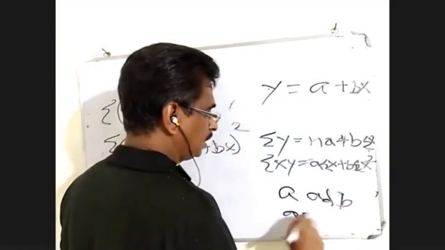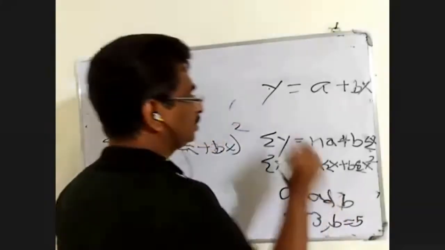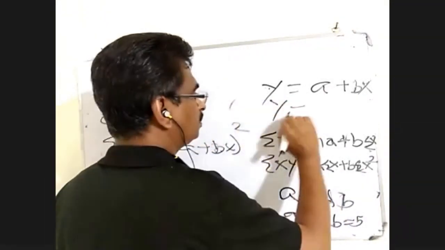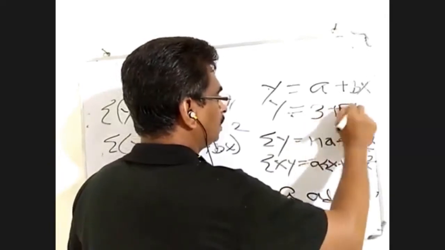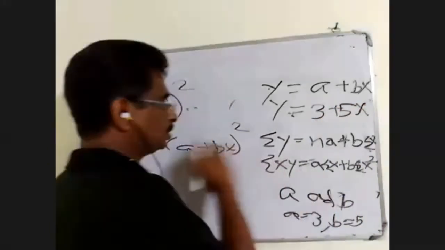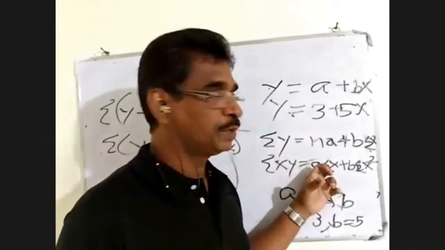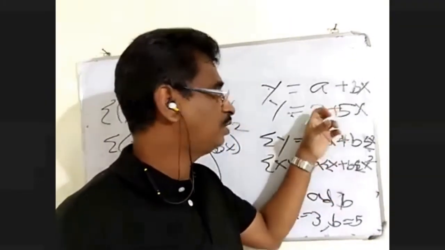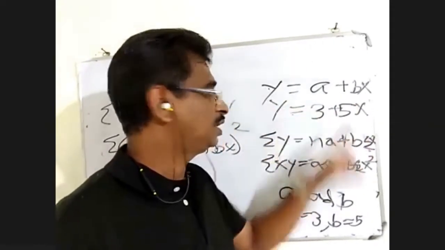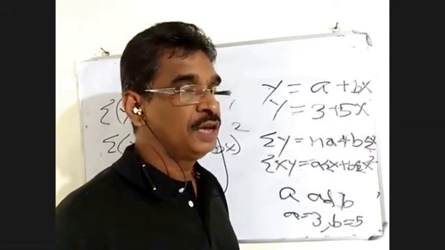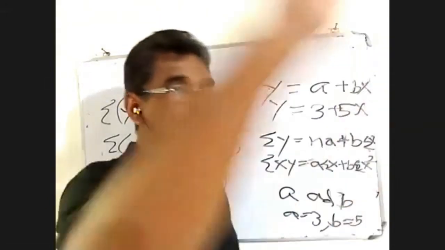Let a is equal to 3 and b is equal to 5. So the equation becomes y is equal to 3 plus 5x. You don't worry about the mathematical technique. What you have to do is solve these two normal equations, get the values of a and b, and substitute to get y is equal to 3 plus 5x, which is the best fitted equation. Then you draw this equation.